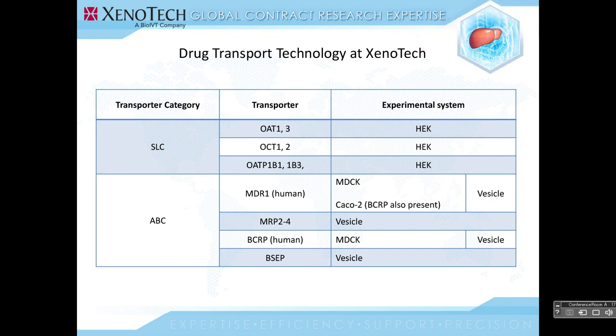We also can test Caco-2 permeability as well as PGP inhibition in our Caco-2 cells. We also have MRP2, 3, and 4, and BSEP in our membrane vesicle test system. PGP and BCRP are also available in the membrane vesicle system.